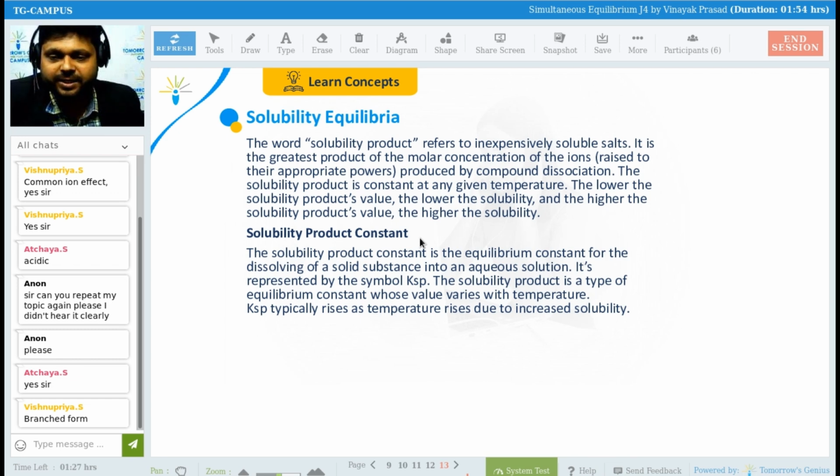Guys, those who will be turning off their camera, I will ask them to explain the class, right? So don't turn off your camera. This is Ashwin Karthik. I am telling you again and again.